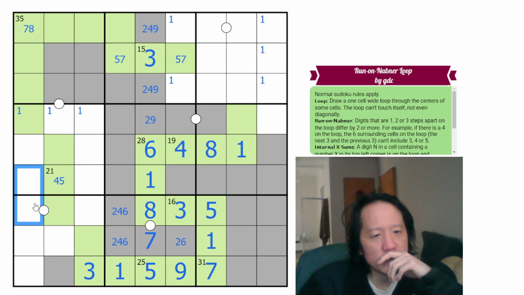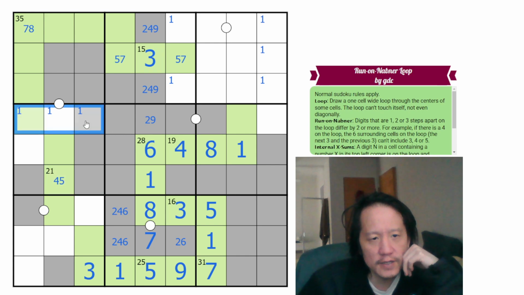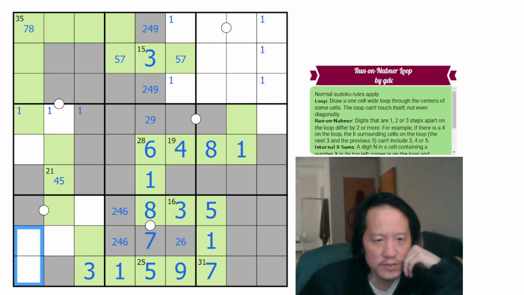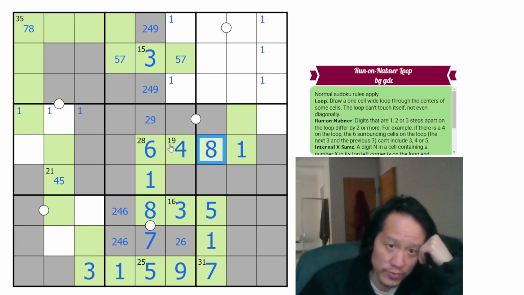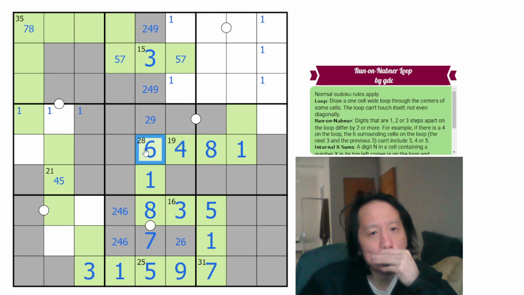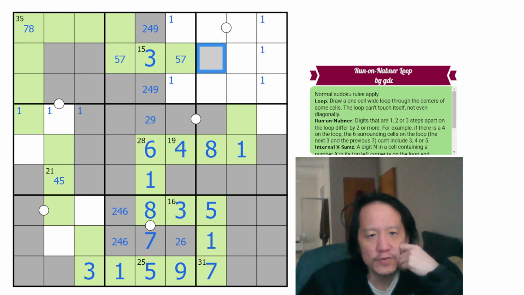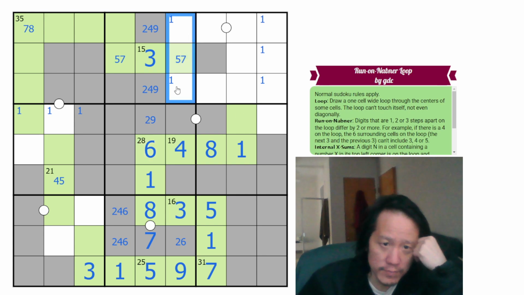One thing we know then is none of these can be part of the loop. And this one can't be part of the loop because it can't enter in this way. It has to go to one of these two. Same with this one. It has to go to one of those two. So this can't be part of the loop. This is not part of the loop because it must go up or down. We're not sure which.